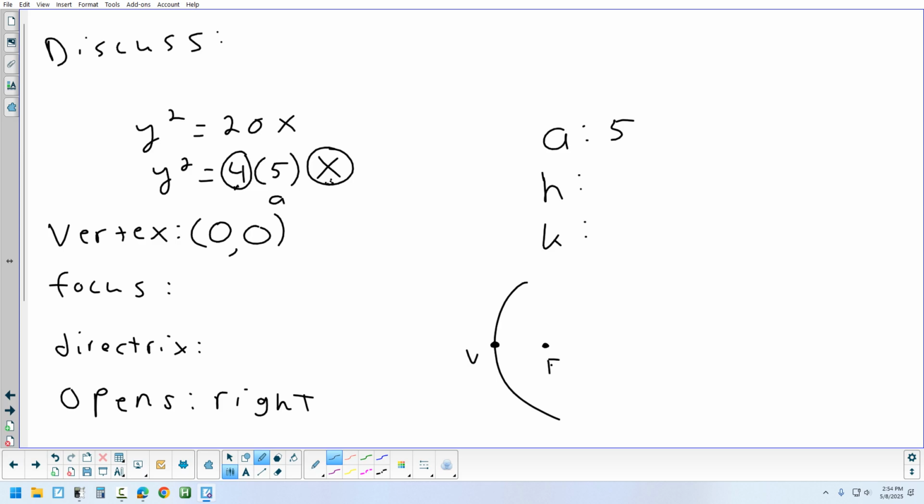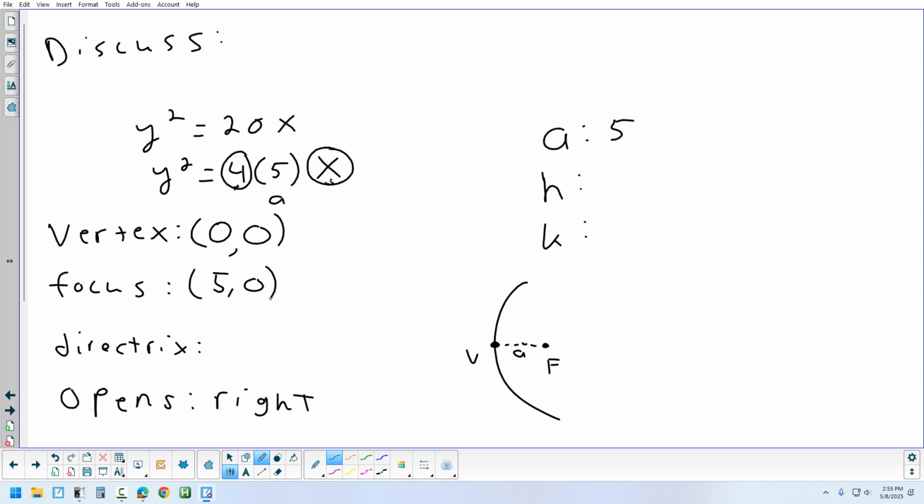Vertex, focus. The distance between the vertex and the focus is a units. What's a in our case? 5. So the focus is 5 units to the right of the vertex. What would be 5 units to the right of 0, 0? 5, 0, yep.